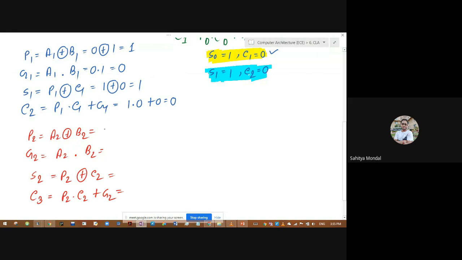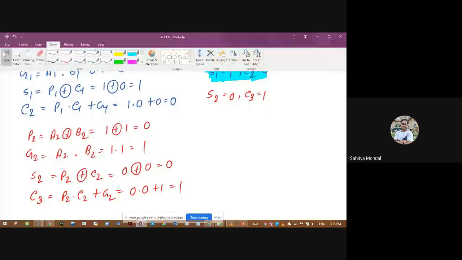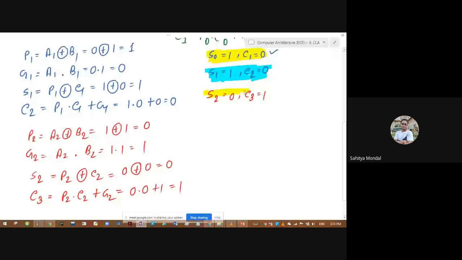So what are A2 and B2? Both are 1. When both are 1, XOR gives you 0, and AND gives you 1. P2 is said to be 0, and C2, the previous carry, is still 0. If both are 0, XOR will return 0. So P2 is 0. What is C2? C2 is also 0. What is G2? G2 is 1. So the final result will be 1. So S2 is 0, whereas C3 is now calculated as 1. Just mark this one, those are the outcomes.